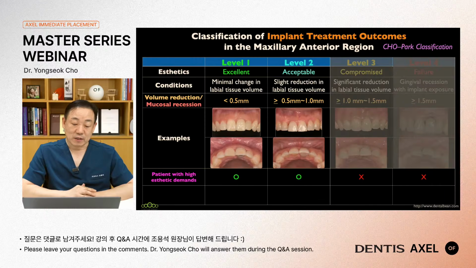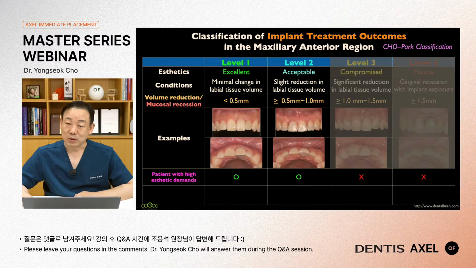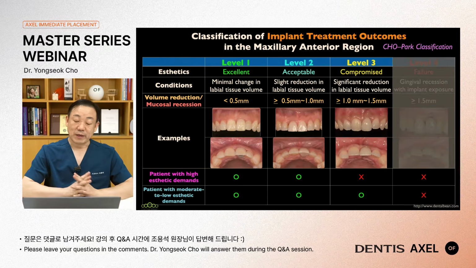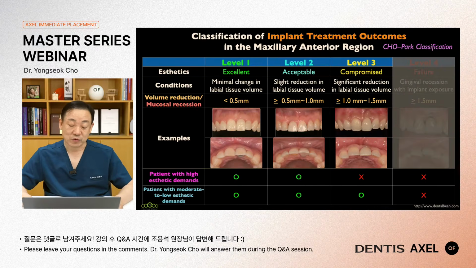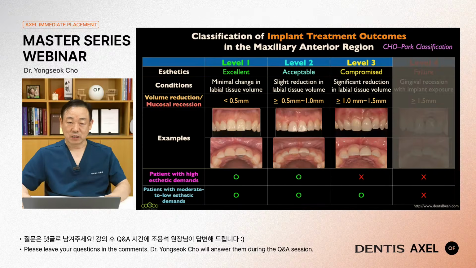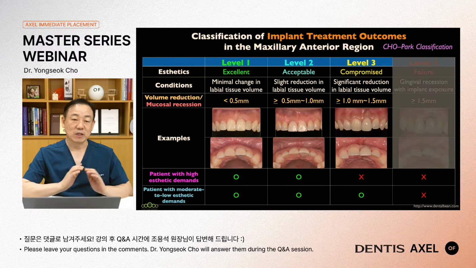To satisfy patient with high aesthetic expectations, level 1 or level 2 treatment outcome is generally required. Okay. However, patient with low aesthetic expectations may be satisfied even with a level 3 treatment outcome. Except for level 4, such a patient will be satisfied with the outcome. So depending on patient expectation, we can make different goals.